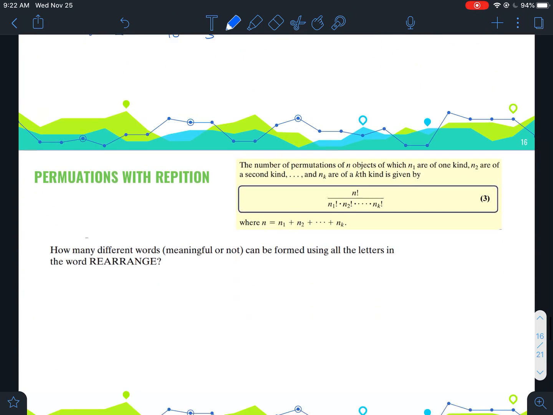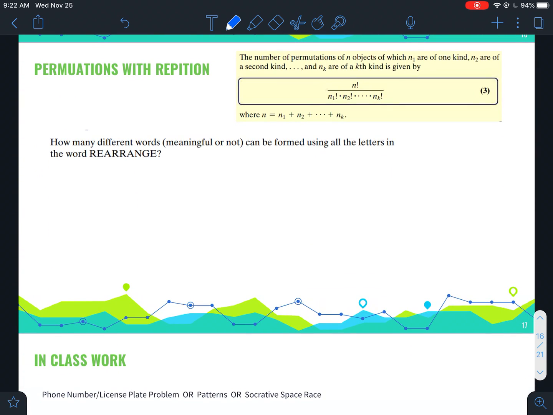All right. Now, permutations with repetition. So if we wanted to know how many different ways there are to arrange the letters in like the word rearrange, well, you start with how many letters there are. So 1, 2, 3, 4, 5, 6, 7, 8, 9. So there's 9 different letters, right? If all the letters were different, then you could do 9 times 8 times 7 times 6 times 5 times 4 times 3 times 2 times 1. That's if all the letters were different.